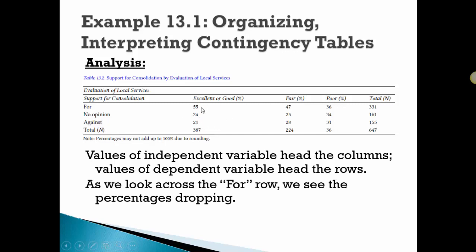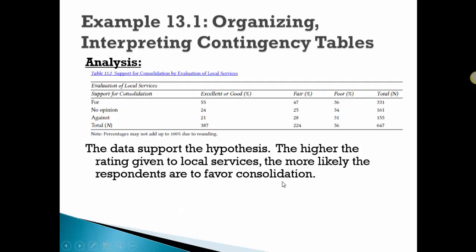and we look across the row and we see that the percentages are dropping. So those that have excellent or good services are more likely to be in favor of consolidation. And the opposite is true in the against column. So again, if you look across the row, it's dropping off and this is going up. The data support the hypothesis. The higher the rating for the services, the more likely the residents are to favor consolidation.